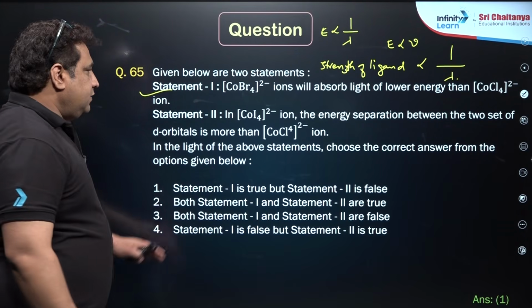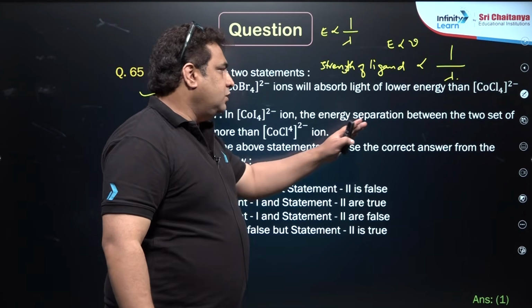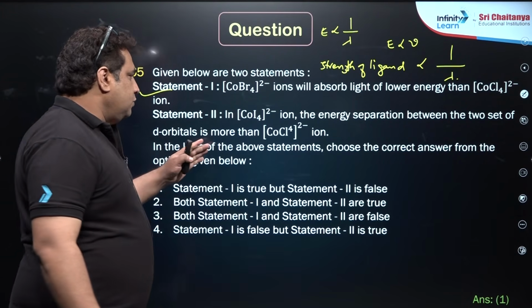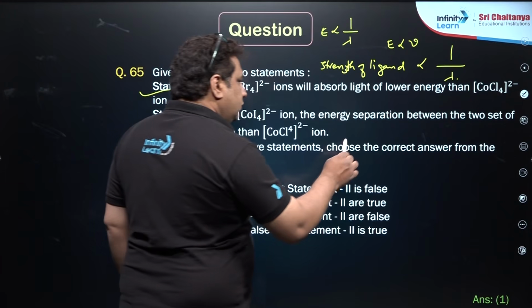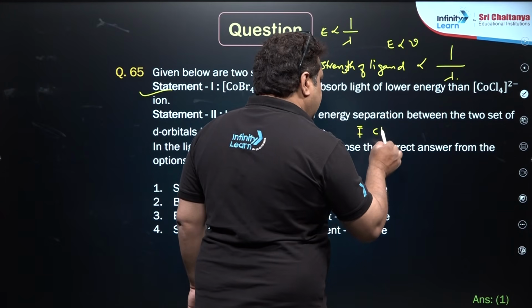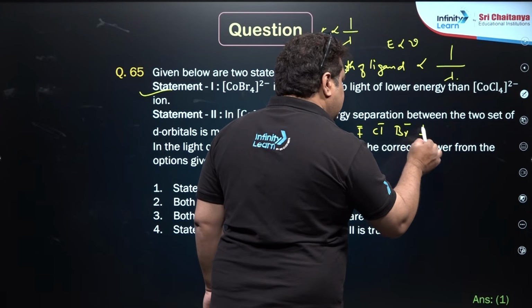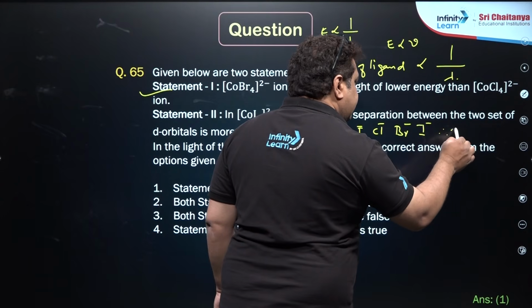Next, in CoI4 minus the energy separation between the 2 sets of d orbital is more, no, because we know that fluoride ions, chloride ions, bromide ions, almost they are same strength.